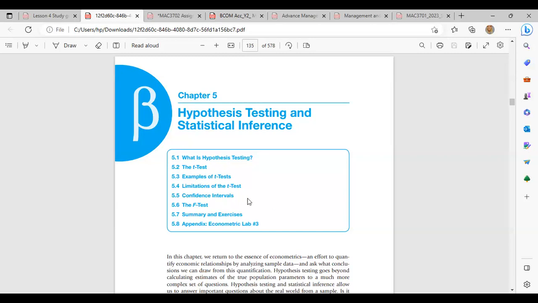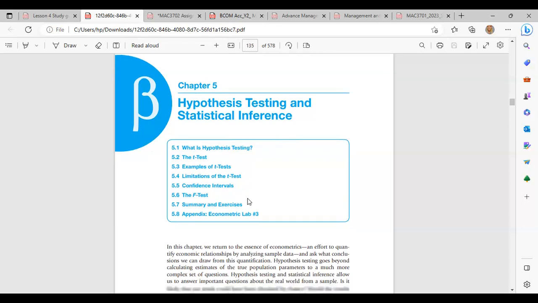What are confidence intervals again? We are going to be talking about that. And then, of course, the overall test, which is the F-test. That's what we are going to be looking at. Once we are done with this, then we'll be diagnosing econometric problems. We'll be busy diagnosing econometric problems until the end of our module.